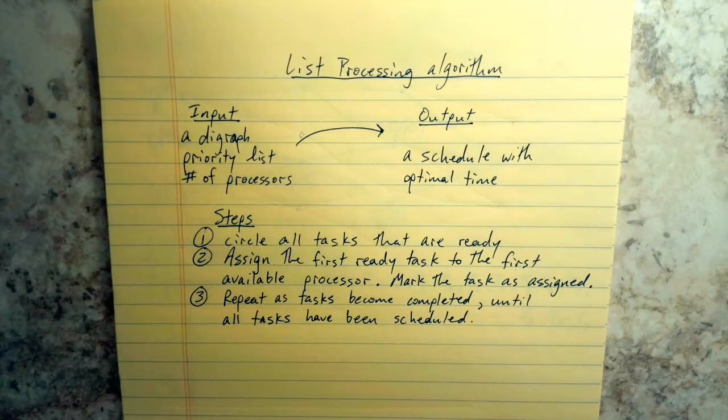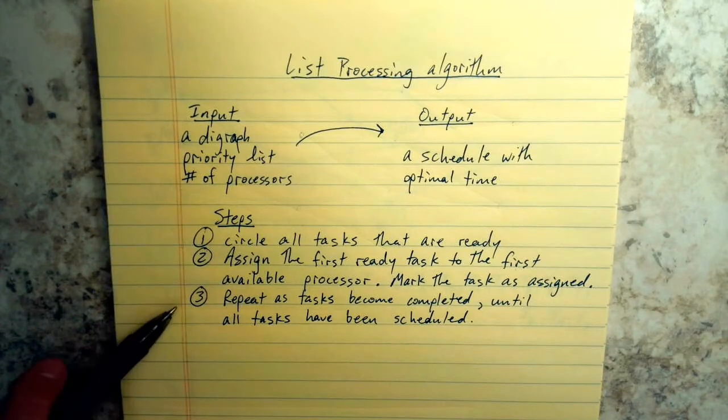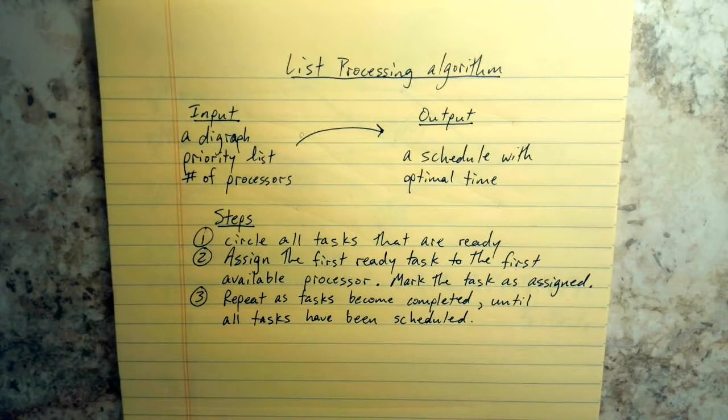And then you mark that task as assigned. Typically when I run the algorithm, I just put an X through the task in the priority list. And then you just repeat this process as tasks become completed. So you move through time, and every time a task is completed, you remove it from the digraph because it's no longer affecting the others, and you just keep repeating step one, and run through the cycle until all tasks are scheduled, and then you're done.